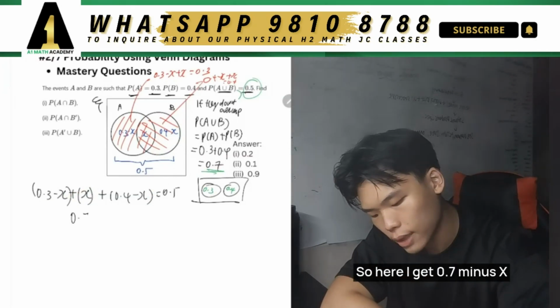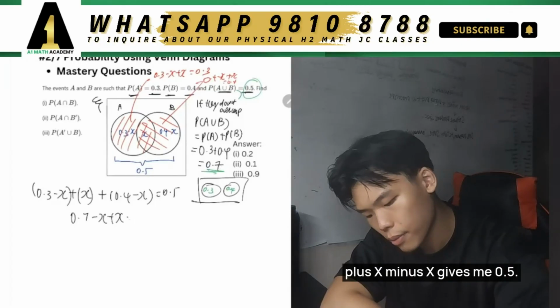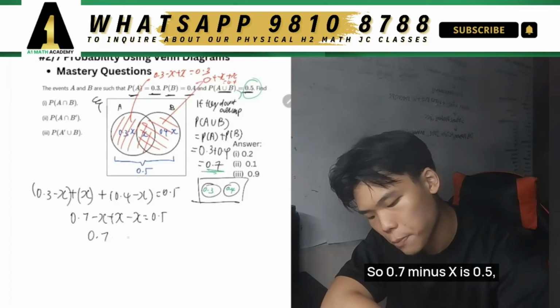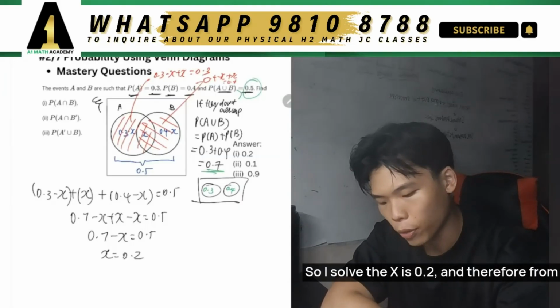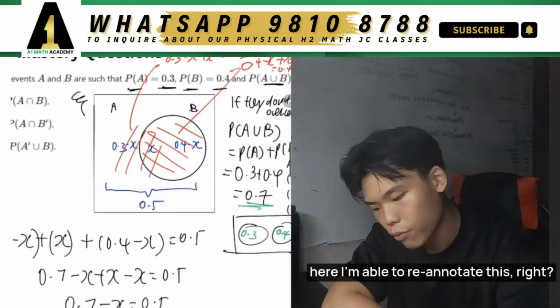So here I get 0.7 minus x plus x minus x gives me 0.5. So 0.7 minus x is 0.5, and therefore x is 0.2. So I solved that x is 0.2, and therefore here I'm able to re-annotate this, right?